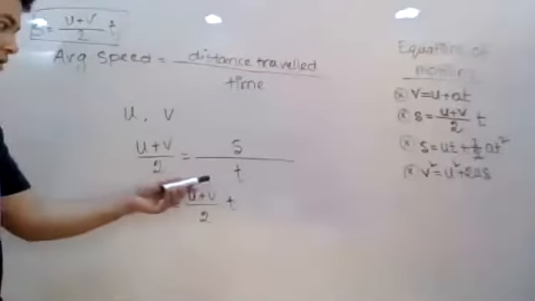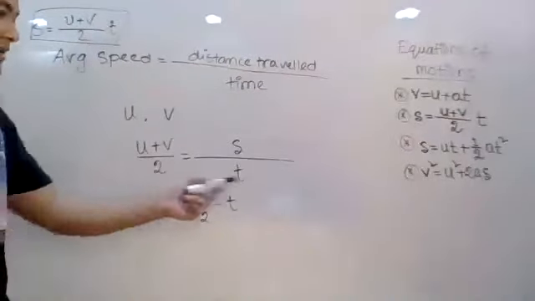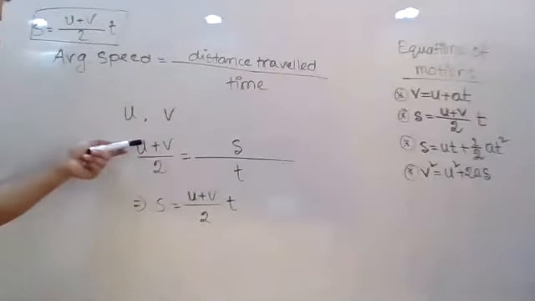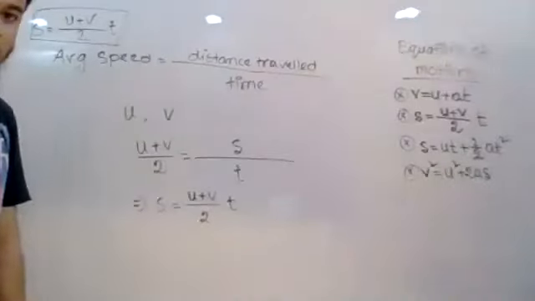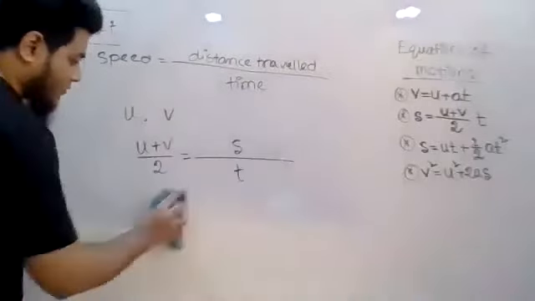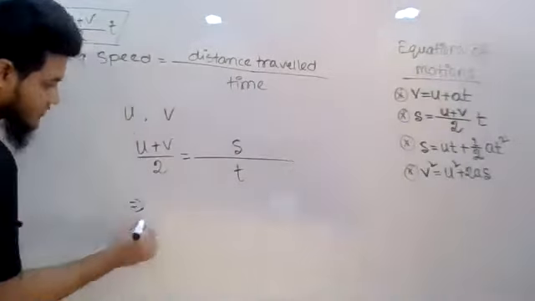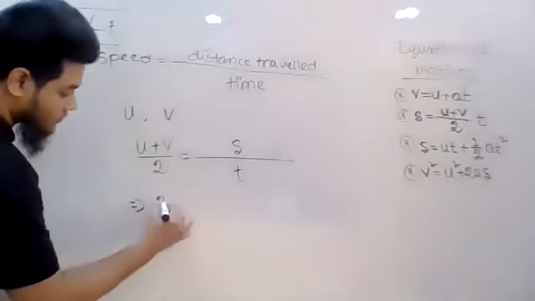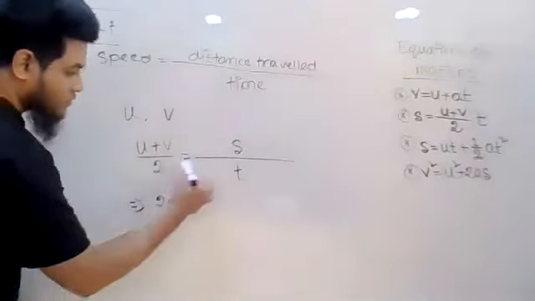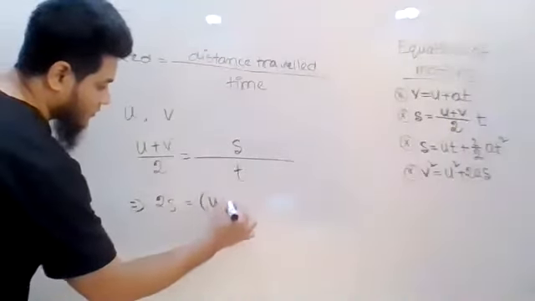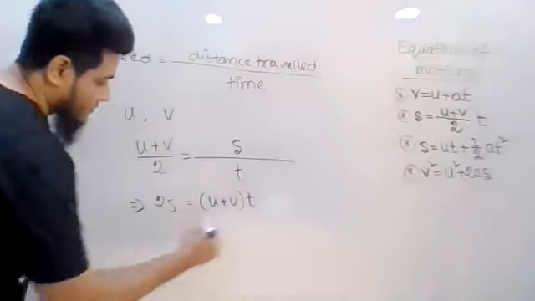I can explain it by writing one more line. I have seen the students' faces, some difficulty. Okay, sir. Then explain. Sir, s also represents second, no? See, I will tell you. 2 into s, cross multiply. You know cross multiply, right? 2 into s, it will be 2s. Then t into u plus v, so it will be u plus v into t.